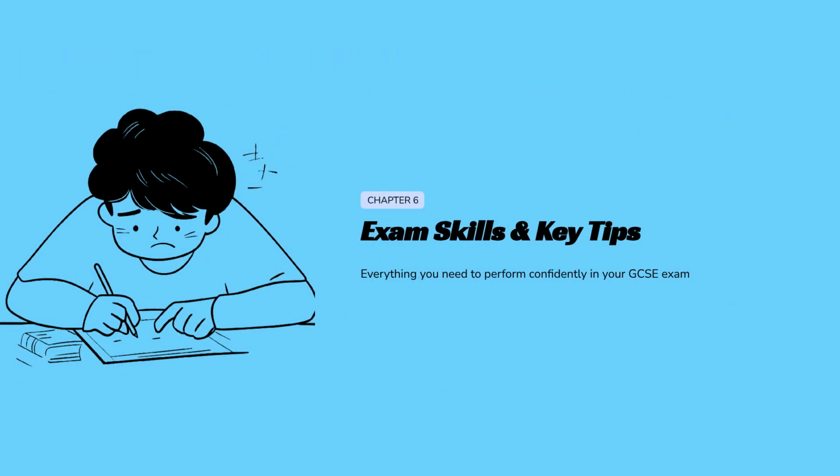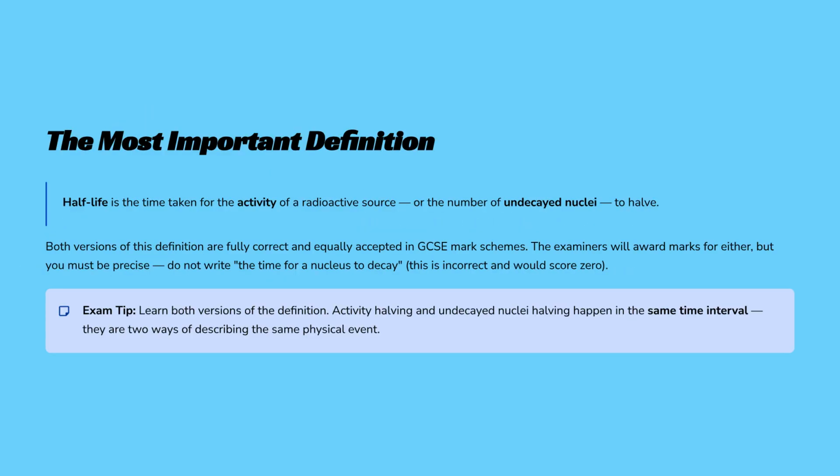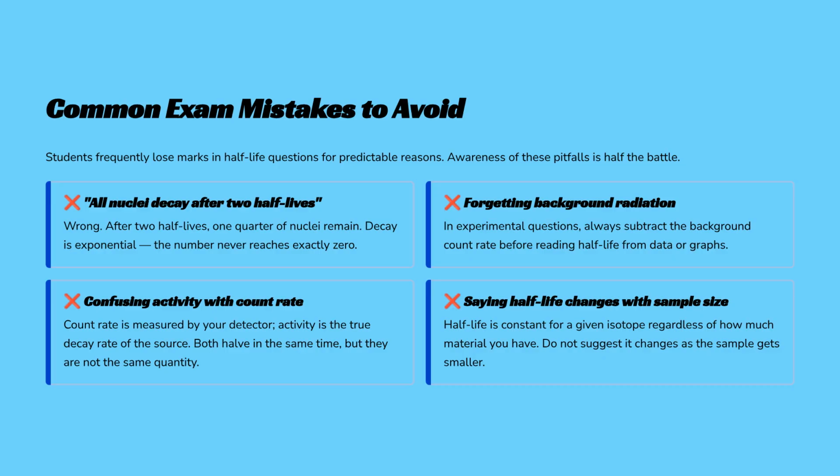Finally, Chapter 6 covers exam techniques. Mastering definitions and avoiding common pitfalls are the final steps to succeeding in your physics examinations. Memorize the definition of half-life: the time taken for activity, or the number of undecayed nuclei, to halve. Both versions are correct, but be sure to be precise and avoid saying it's the time for a single nucleus to decay.